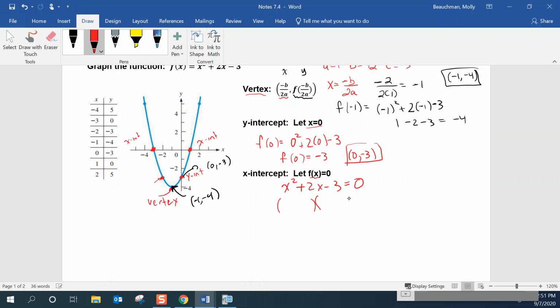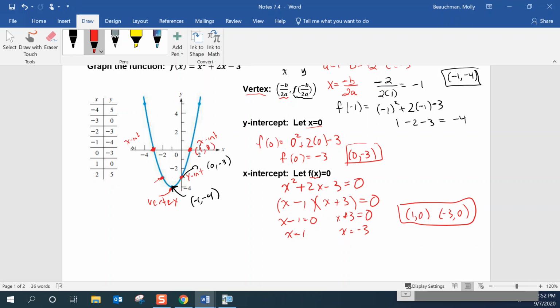So I'm going to factor x in the first spot, two numbers multiplied that give me negative 3, but added that give me positive 2. So that's going to be minus 1 plus 3. I get two solutions, x equals 1. Take x plus 3 and set it equal to 0, subtract 3. So my two x-intercepts are 1, 0 and negative 3, 0. And those are also on the graph. So there's my 1, 0 and negative 3, 0. So that gives me two more points.